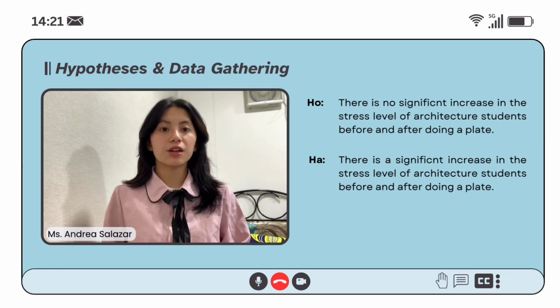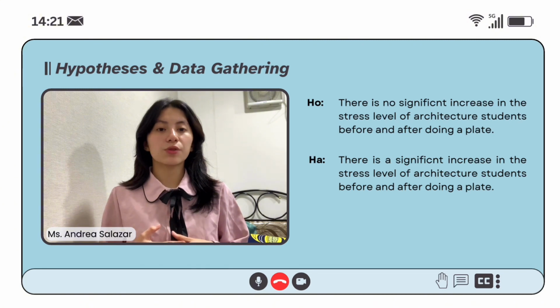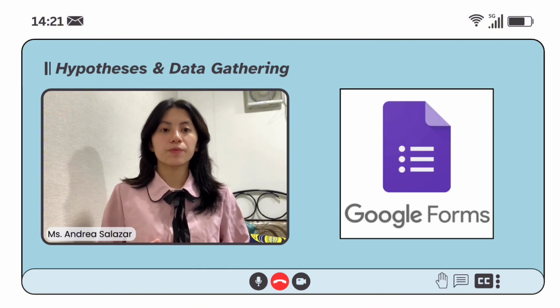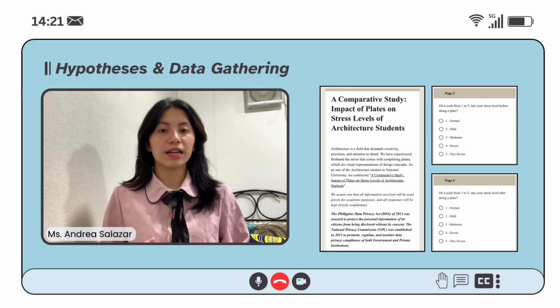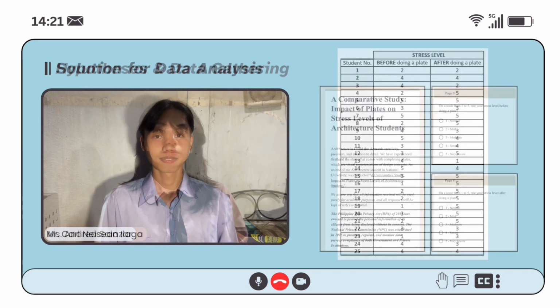To collect our data, we decided to choose a method that is most accessible and fitted for our topic, which is through a digital survey questionnaire. We created a Google Form and disseminated it to different group chats exclusive to our college department, since our target respondents are 25 architecture students at any year level.